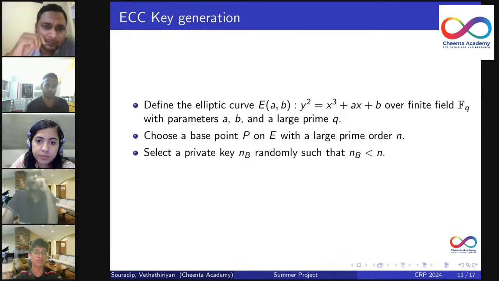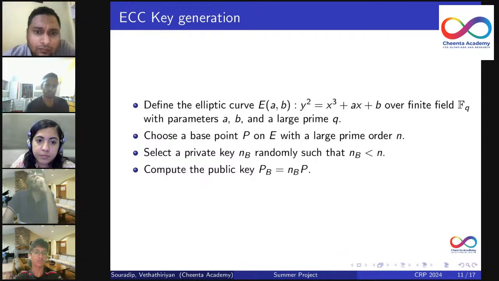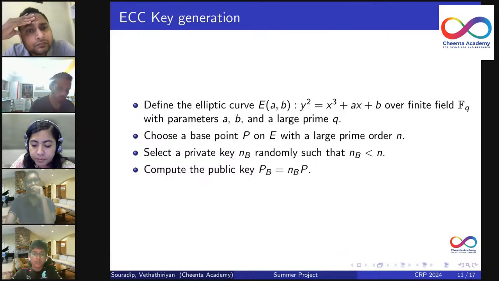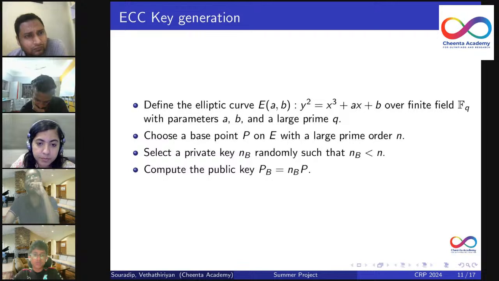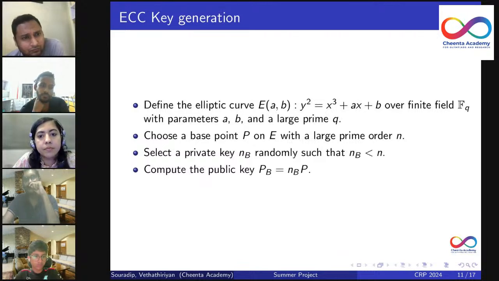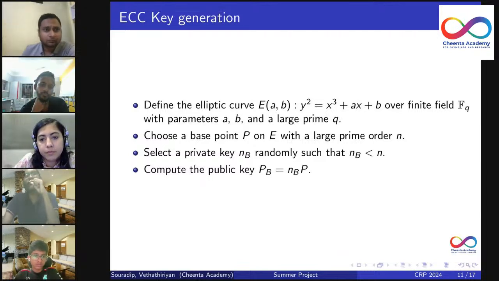Next, we select a private key. So we directly select a private key first. In RSA, we selected a public key first, then a private key from that public key. But here we are selecting the private key first, which could be any random nB, but it has to be less than n. And then from that private key, we compute the public key as PB equal to nB times P, where P is the base point directly chosen on the elliptic curve.